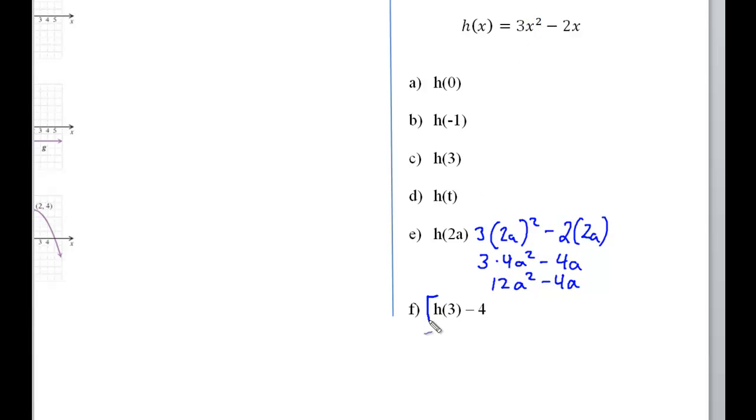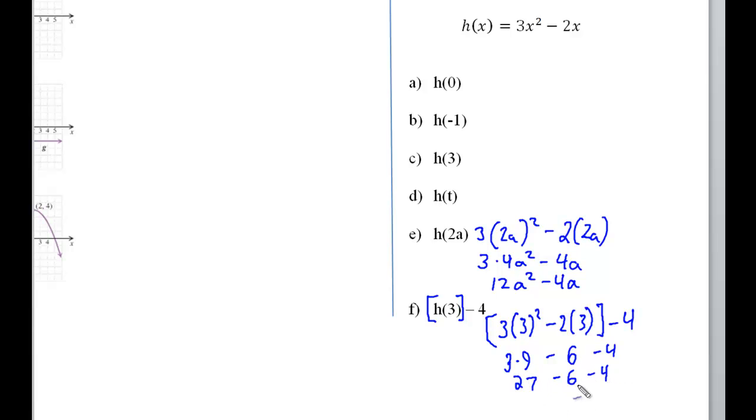Now, in my final example here, I'm going to plug the 3 into my function h and then subtract 4 from it. So in my equation, I'm going to go 3 times 3 squared minus 2 times 3, and then at the end of the equation, I'll put a minus 4, since this square bracket really tends to this piece. So this is going to be 3 times 9 minus 6 minus 4, or 27 minus 6 minus 4, which is going to be 17.